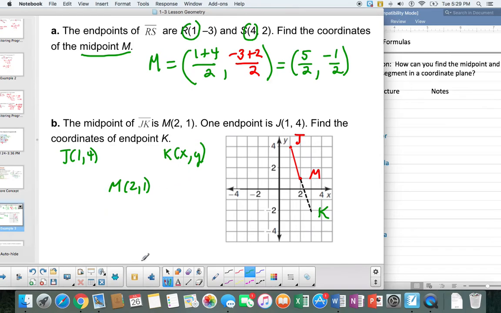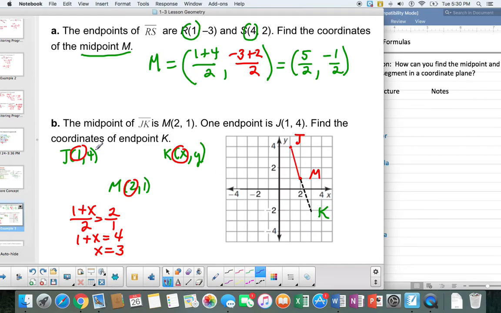Okay, according to the formula, I'm going to take my 2 x's, I'm going to add them up, divide by 2, and this will be my answer, which is 2. If I cross multiply, I'm going to get 1 plus x is equal to 4, and therefore x is equal to 3.